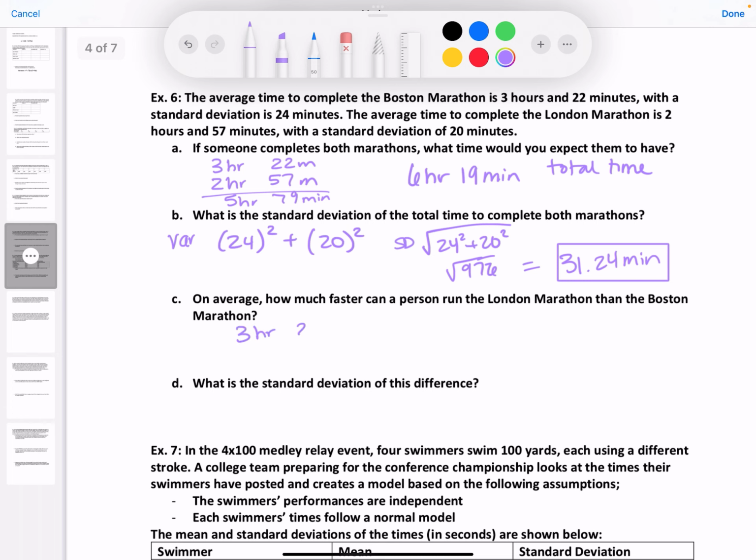Boston is 3 hours and 22 minutes. This class might make us overthink stuff. That's why I keep getting it wrong. Mine is 2 hours and 57 minutes. Because it'll be one problem where I have to do 3 formulas in one problem, and the very next problem is just simple addition. So I'd have to convert this down to 2 hours, make this 82 minutes. So then 25 minutes.